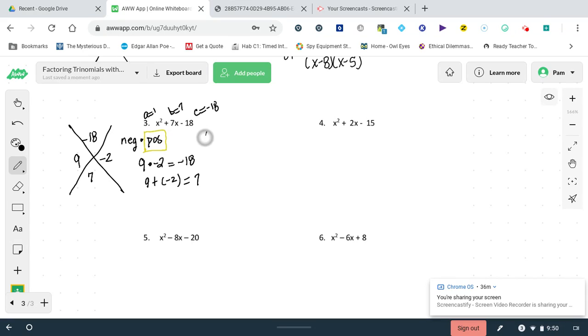So when I factor this, I factor it as x plus 9 because it's a positive 9, and x minus 2 because it's a negative 2. And that's that. That's all I do. All right, let's take a look at number 4.